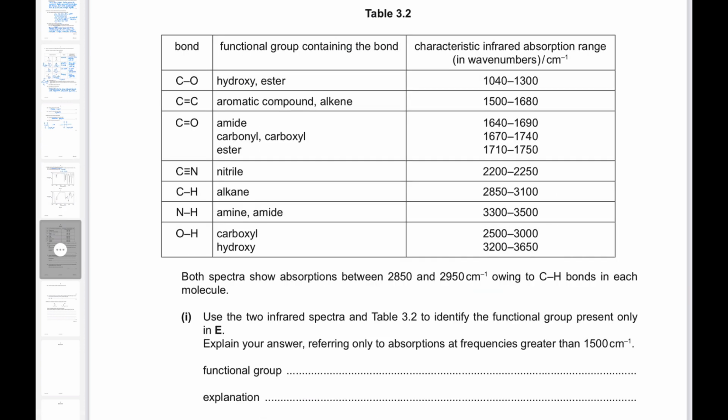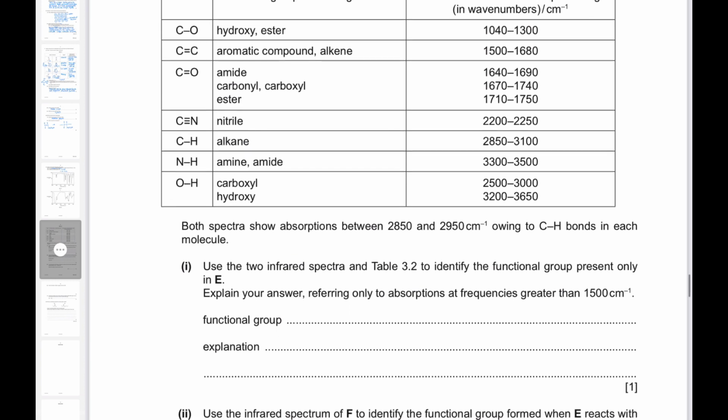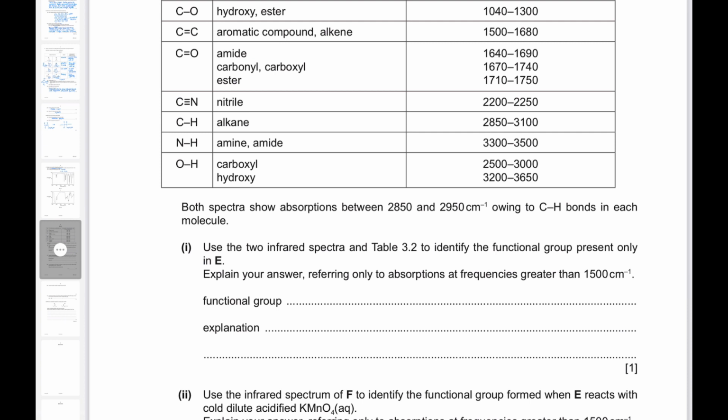Both spectra show absorptions between 2850 and 2950 per centimeter owing to the carbon-hydrogen bonds in each molecule. Part 1, use the 2 infrared spectra and table 3.2 to identify the functional group present only in E. Explain your answer referring only to the absorptions at frequencies greater than 1500 per centimeter. Mention the functional group as well as the explanation.